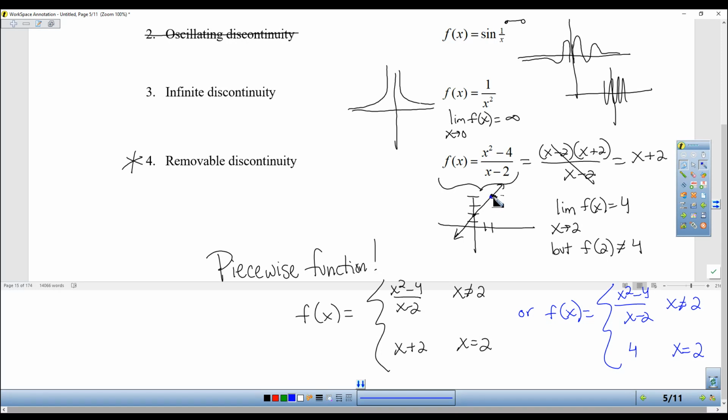Sometimes people say to me, how do I figure out what that number is? That's where limits come in. That's why we learned limits first. So you know it can't be equal to 2. You find the limit, and whatever the limit is, that's the number that you use to plug the hole.